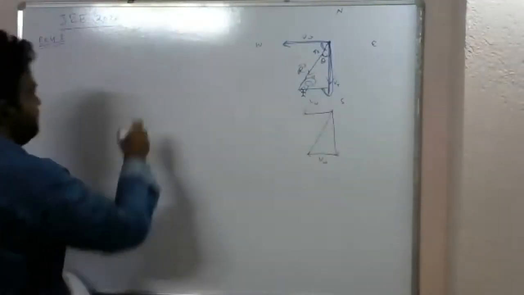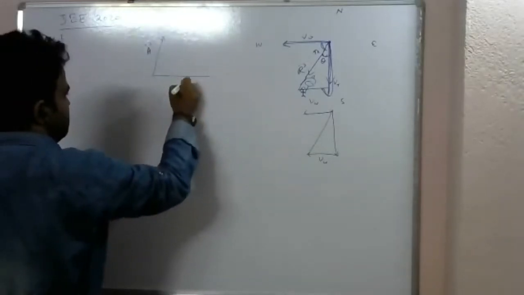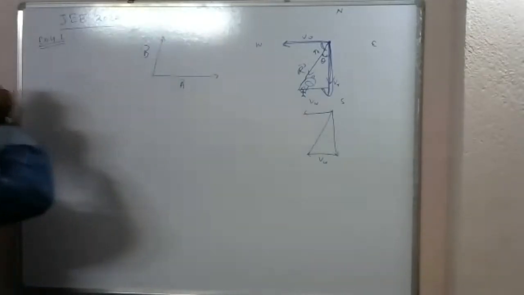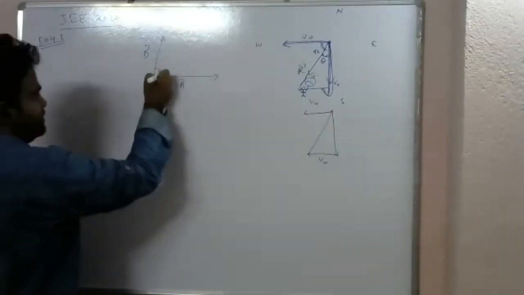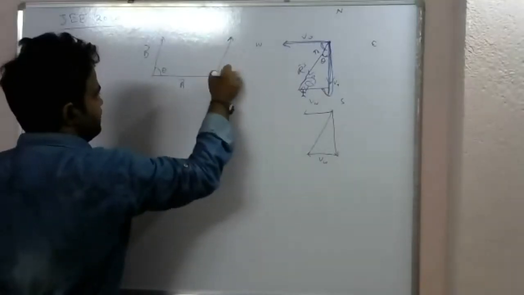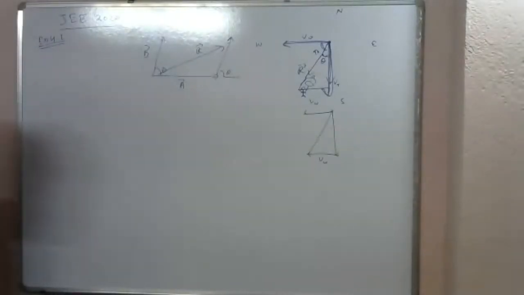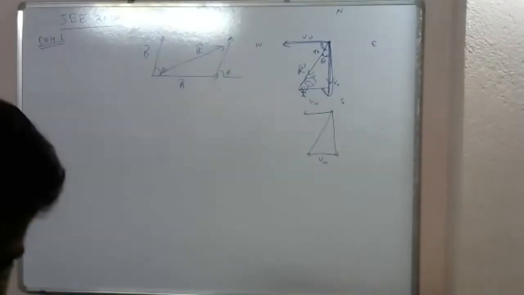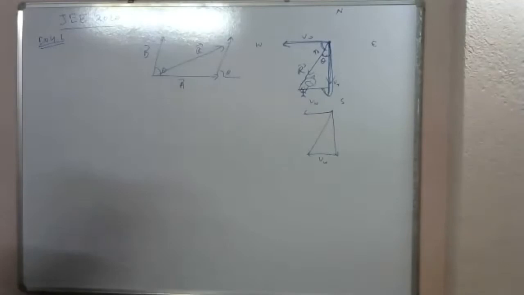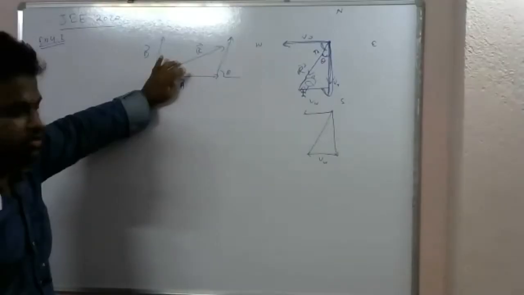If you remember the parallelogram law of vector addition, it is very important. Two vectors, vector A and vector B, are there and they are making an angle theta with each other. So I can replace this vector here, extend theta, and join. This is your resultant vector.